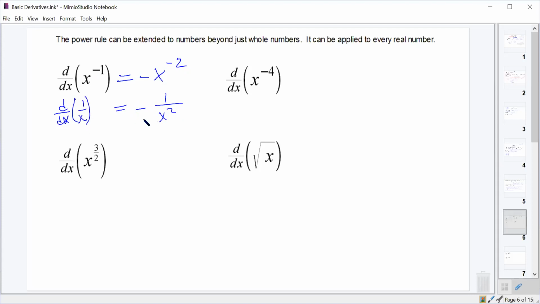We used the limit as h approaches 0 of 1 over x plus h minus 1 over x all over h. And we got -1 over x squared. Well, this power rule makes it a lot easier, doesn't it? Yep. What should this next one be? -4x to the -5th, which is -4 over x to the 5th.